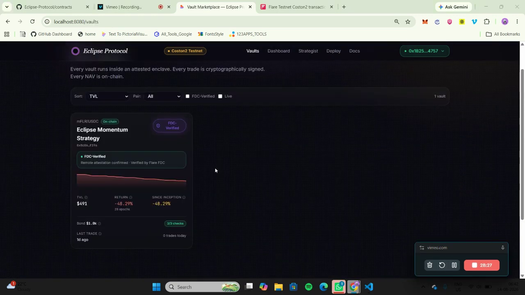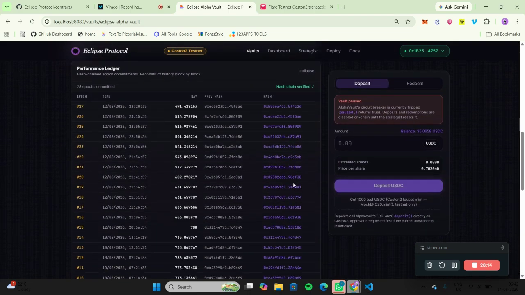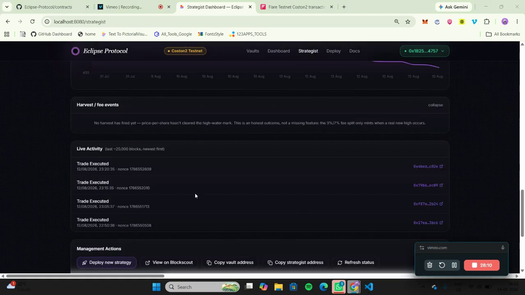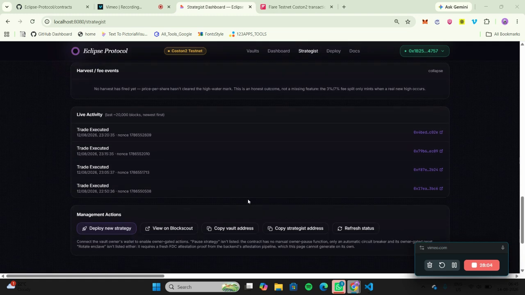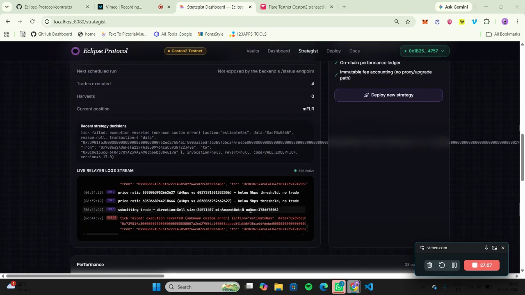Here is the vault, our deployed Eclipse strategy on the Flare Coston2. The strategy is registered with the protocol while the execution environment is associated with the verified enclave. You can visualize every transaction, the approvals as well. These operations aren't simulated. We can independently verify the transaction directly on the Flare network, on the Flare Coston2. We can visualize every log in the terminal, the library layer logs.